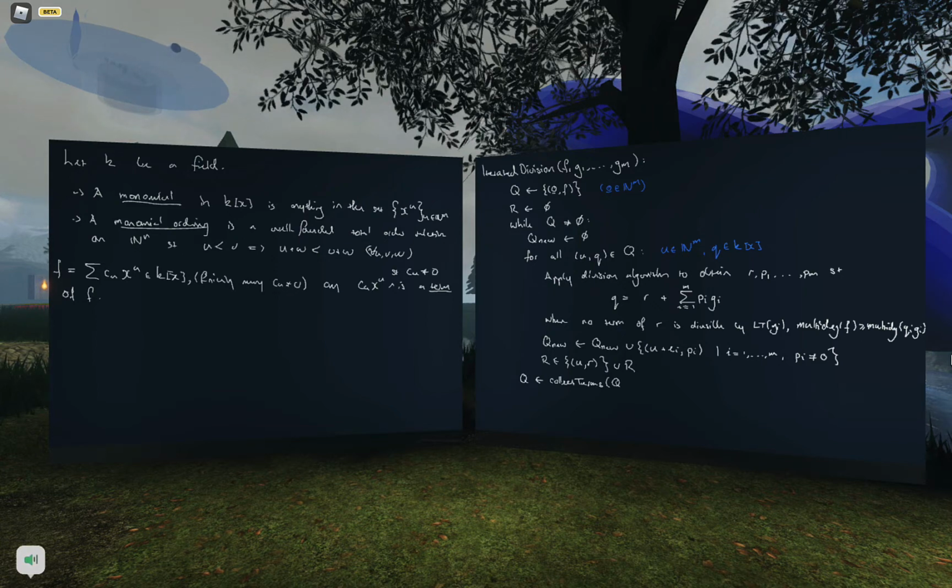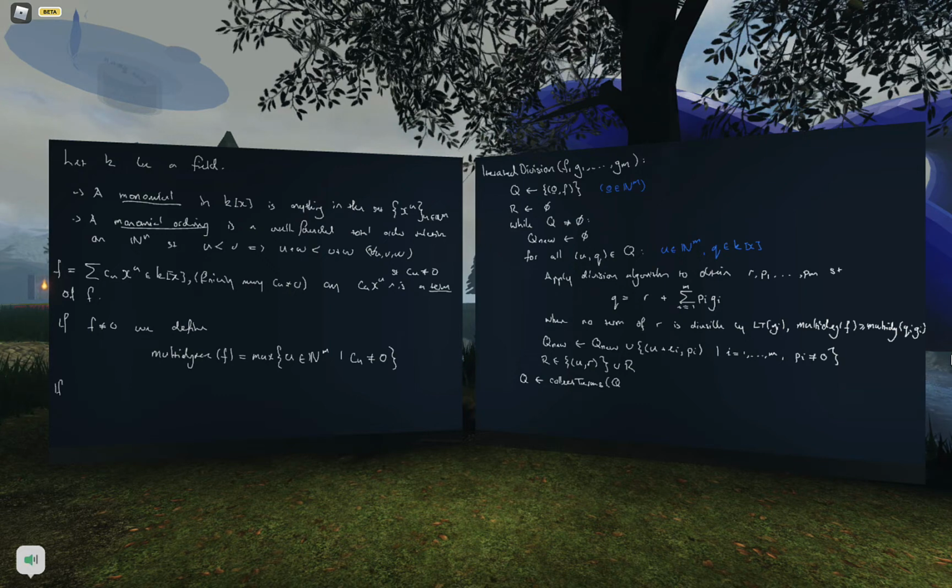And given a monomial ordering on K[X], if f is not 0, we define the multi-degree of f to be the maximum of the powers of the terms of f, where this maximum is taken with respect to our chosen monomial ordering.